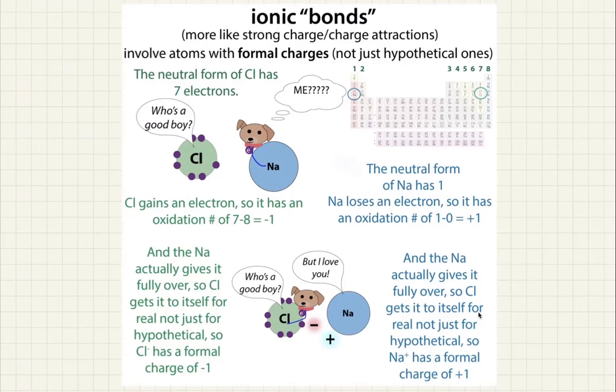So remember, in an ionic bond, you're actually doing that split. And in a normal covalent bond, it's just a hypothetical split. Thinking about, okay, well, what if it was an ionic bond?